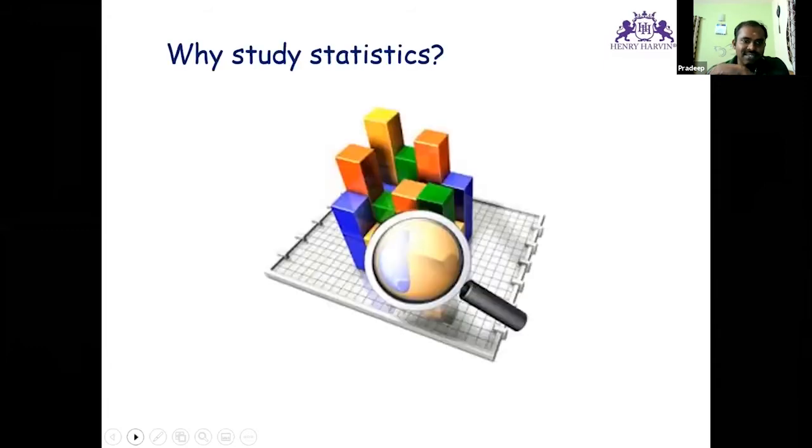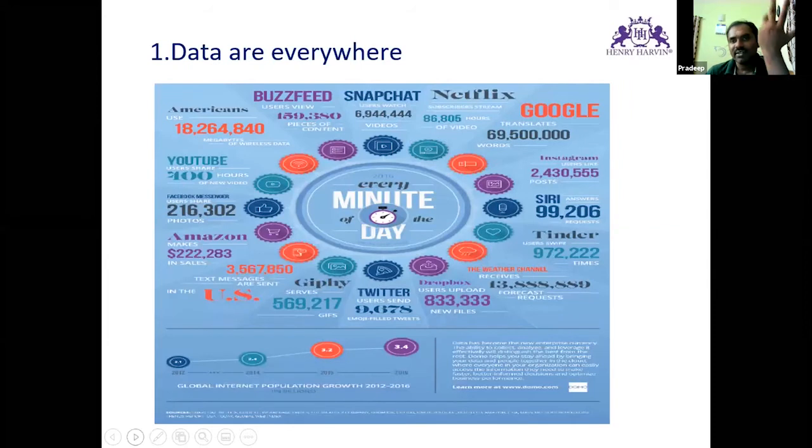So why study statistics? Data is everywhere. Every second, data is being produced. In your smartphone also, if you open your WhatsApp, every day a lot of data is being produced. And one specific characteristic of the current data is that almost 80% of the data is what we call unstructured data.